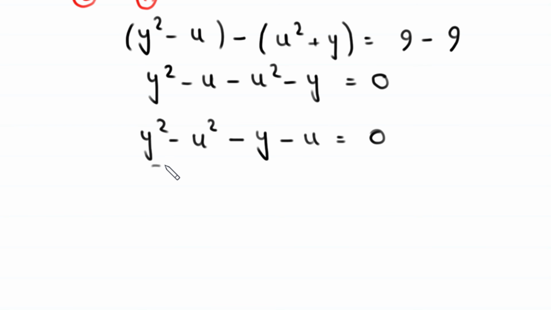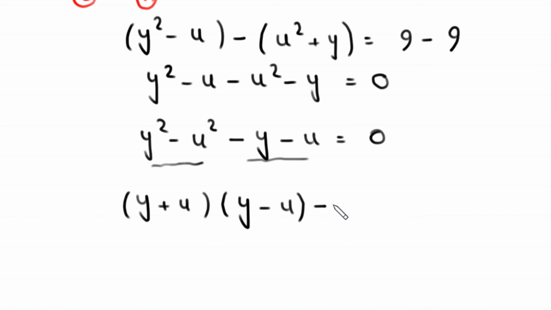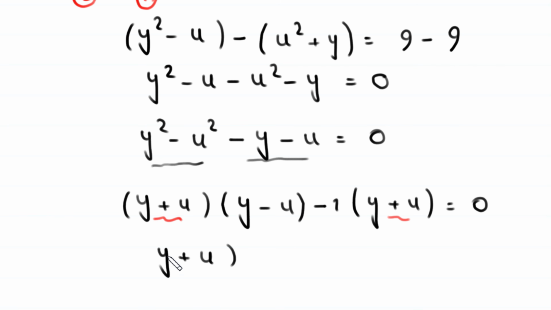This y squared minus u squared can be factorized as y plus u times y minus u. And from these two terms we can factor out negative 1 in bracket left y plus u equal to 0. This y plus u is a common factor, so we factor out this y plus u, and in bracket left y minus u minus 1 equal to 0.